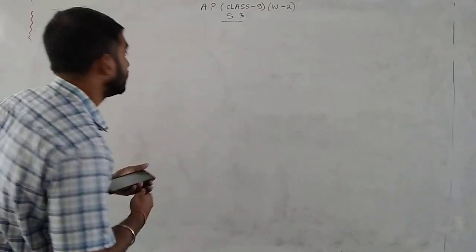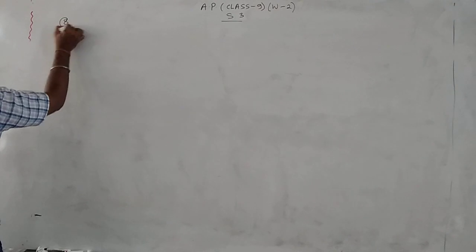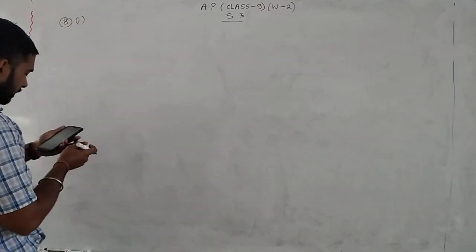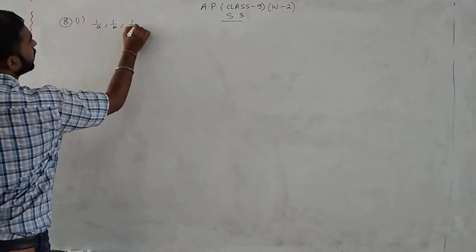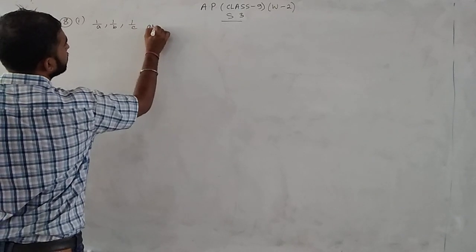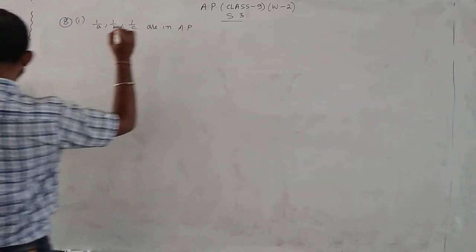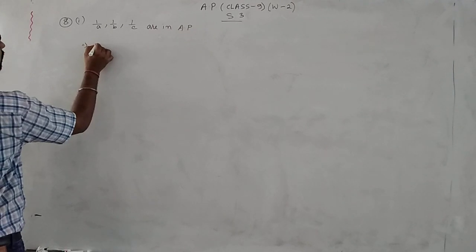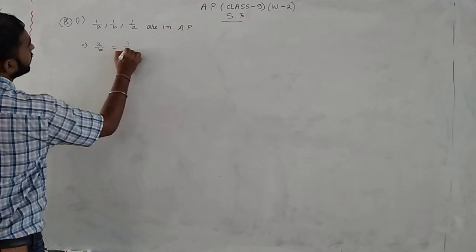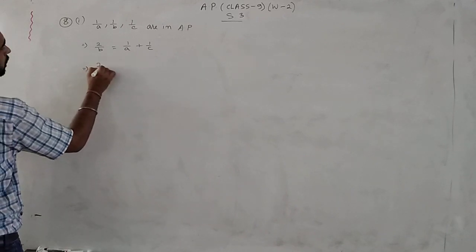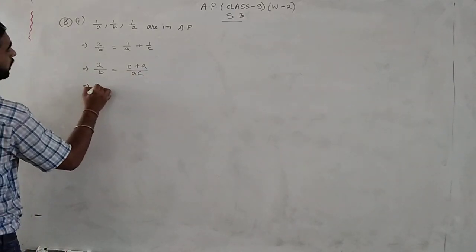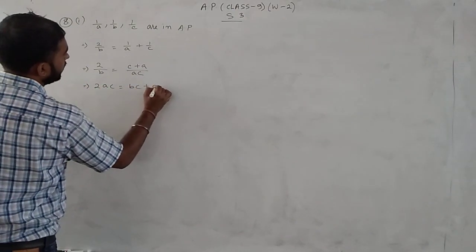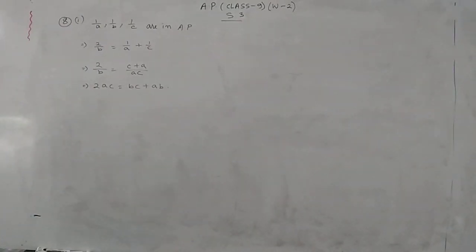Now we will do question 8.1. Here what is given? 1 by a, 1 by b, 1 by c are in AP. Therefore, twice 1 by b equal 1 by a plus 1 by c, or do the following calculation: c plus a by ac, twice ac equal bc plus ab. Okay, these are three conditions. Twice ac equal bc plus ab.